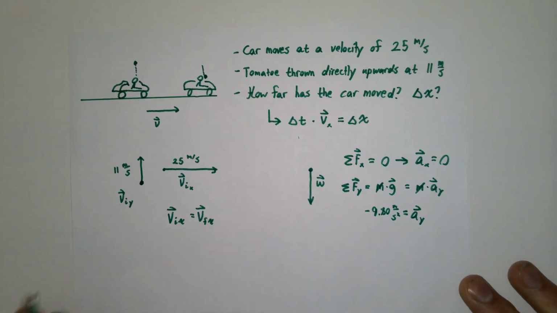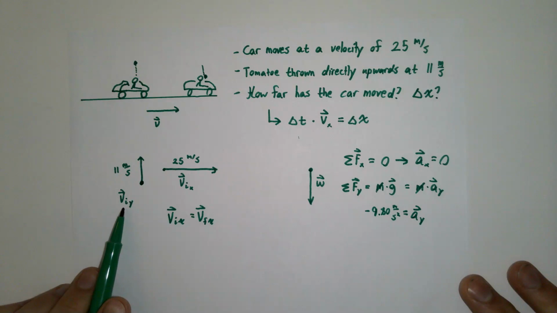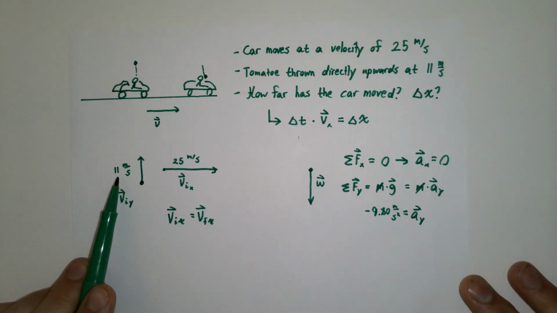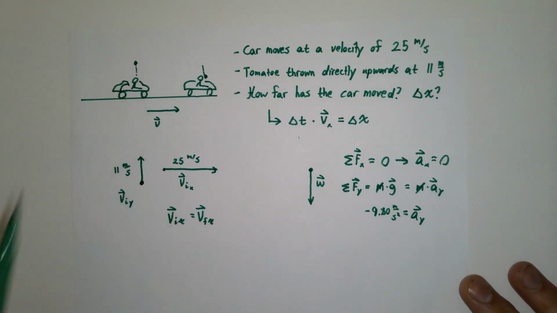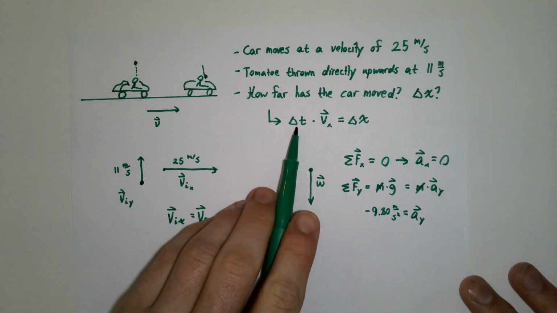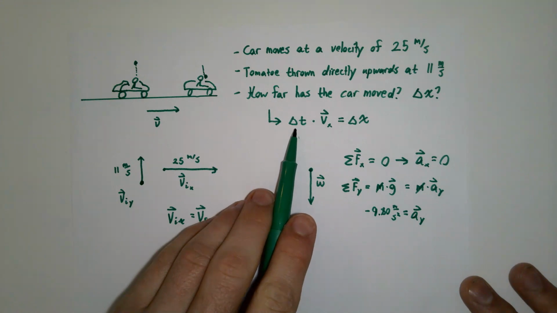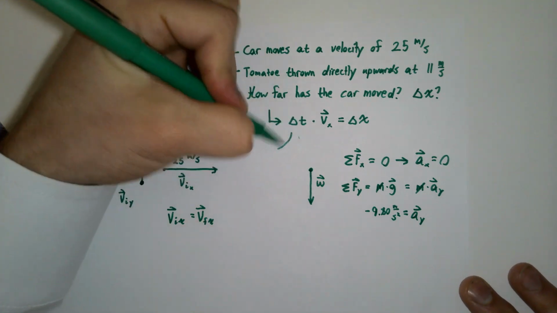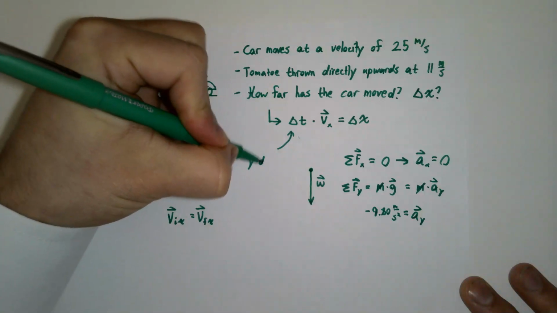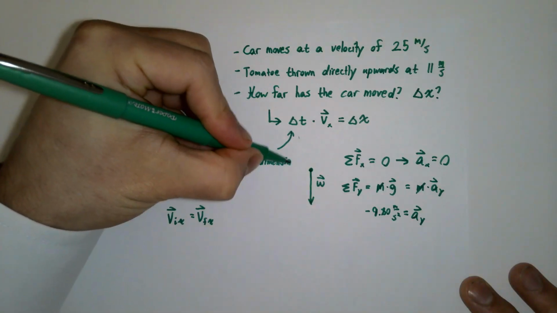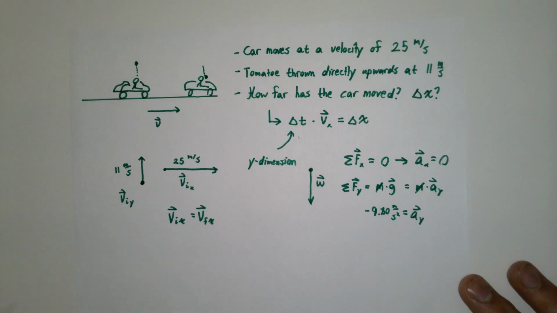All right, here's our acceleration in the y dimension, which means our velocity in y may start at 11 meters per second, but it's going to change immediately once it leaves the person's hand. In order to find the amount of time that the tomato is in the air, we have to analyze the y dimension. This is a question in the y dimension, right? The y dimension is what determines how long our object is in the air. The x dimension determines how far it goes horizontally, or the range.